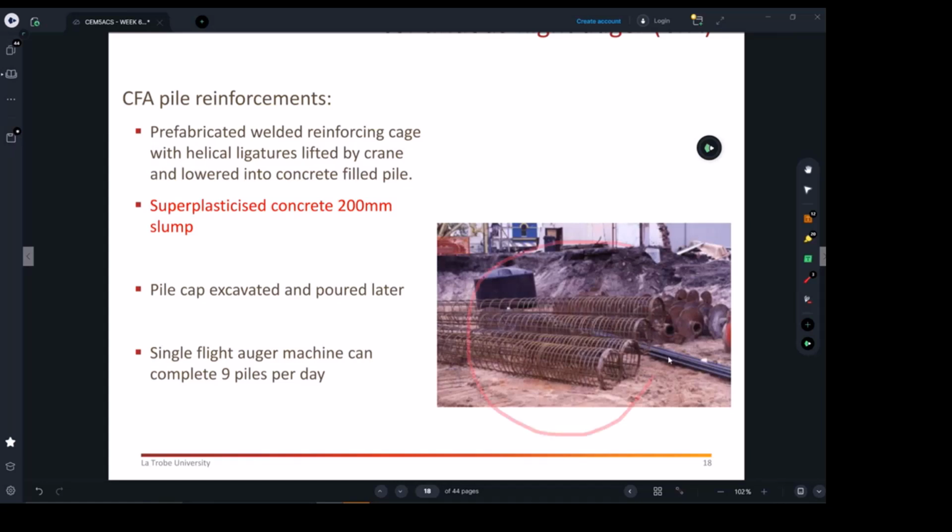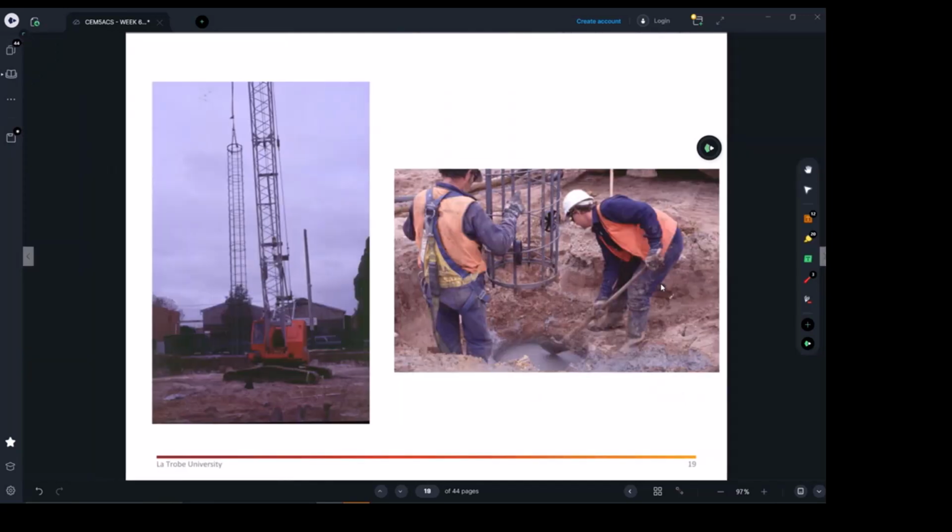So usually this kind of piling exercise will happen over several weeks. It's not a one-day job to get the piles installed. This picture just gives you an idea how they're preparing the ground to submerge the cage into the ground.